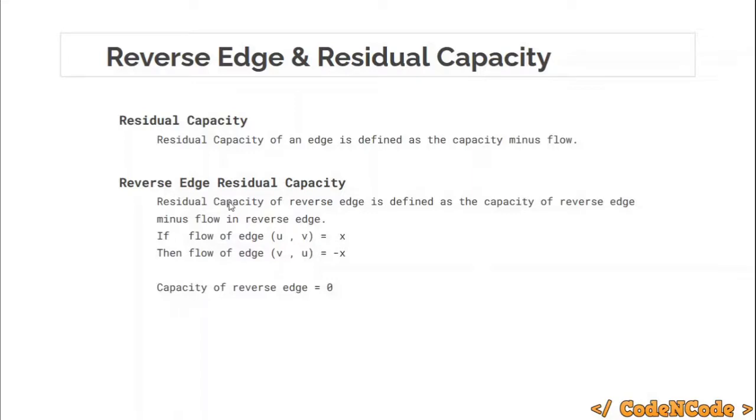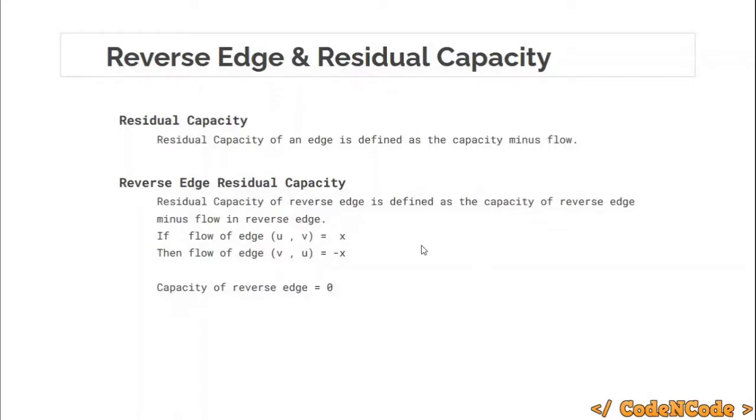If there is an edge from A to B, we will assume there is a reverse edge for this A to B edge, that will be from B to A. Since there is also an edge in the original graph from B to A, we will also assume a reverse edge for edge B to A, and that would be from A to B. So of course for each edge we will have a reverse edge. The residual capacity of the reverse edge is defined as the capacity minus the flow.